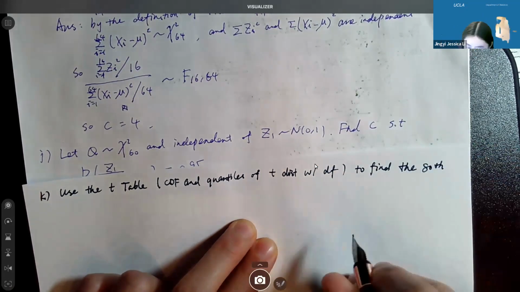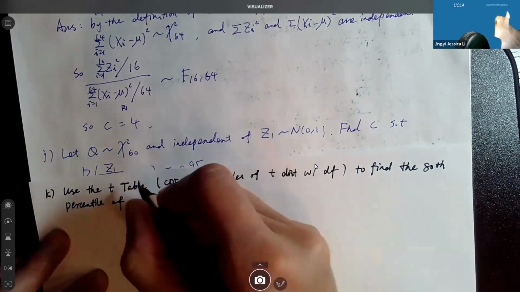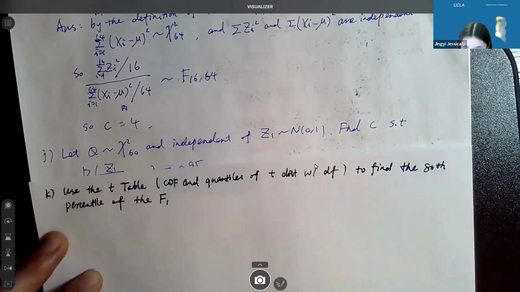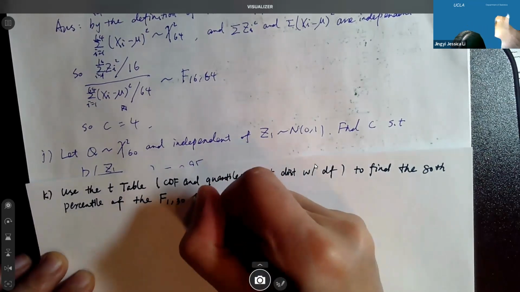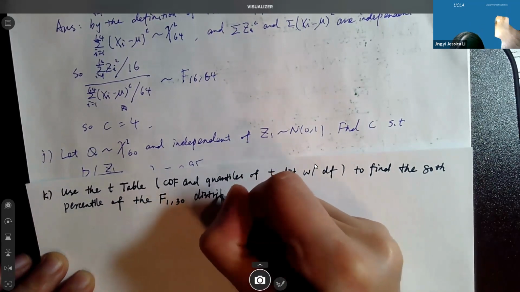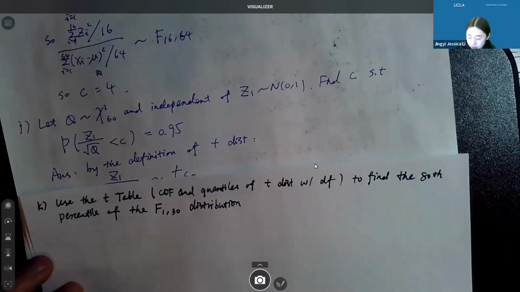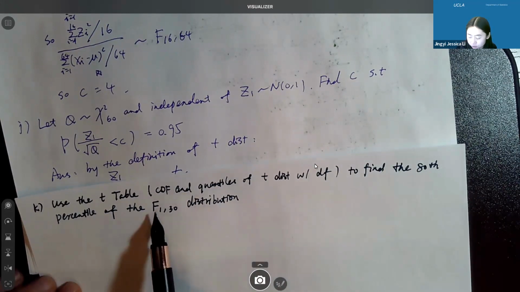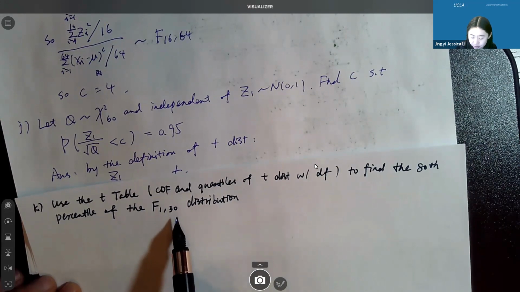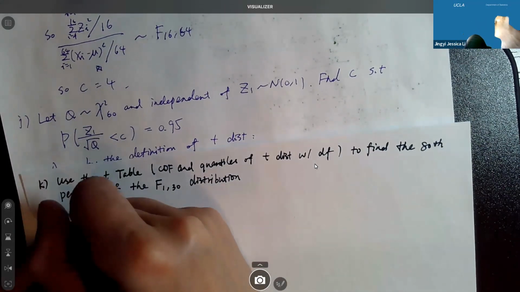the 80th percentile of this F distribution, F with numerator degrees of freedom 1 and denominator degrees of freedom 30. This is the problem. To solve it, we need to use a property we know for the t random variable. If we square it, then the squared random variable will follow F with first degrees of freedom 1, and the second degrees of freedom will equal the t distribution's degrees of freedom. We had that property last time.